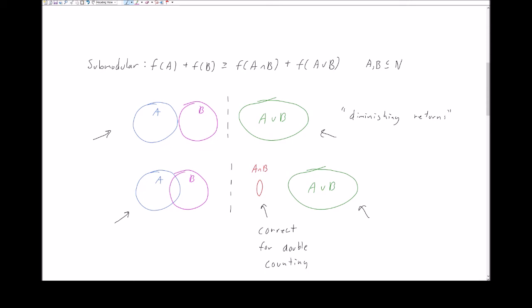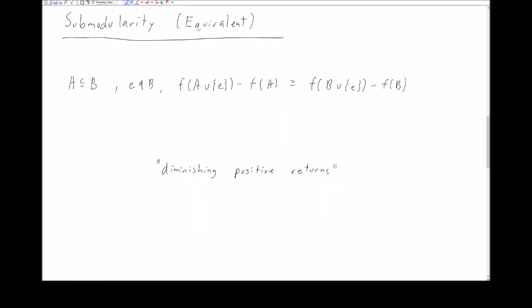The idea here is that when we evaluate the set function at A and B together, we evaluate A, we evaluate B, but we also double count in spaces where we have A and B overlap. So to account for this inside of our diminishing returns idea, we have to include a term that corrects for this double counting. And that's exactly what A intersect B does.